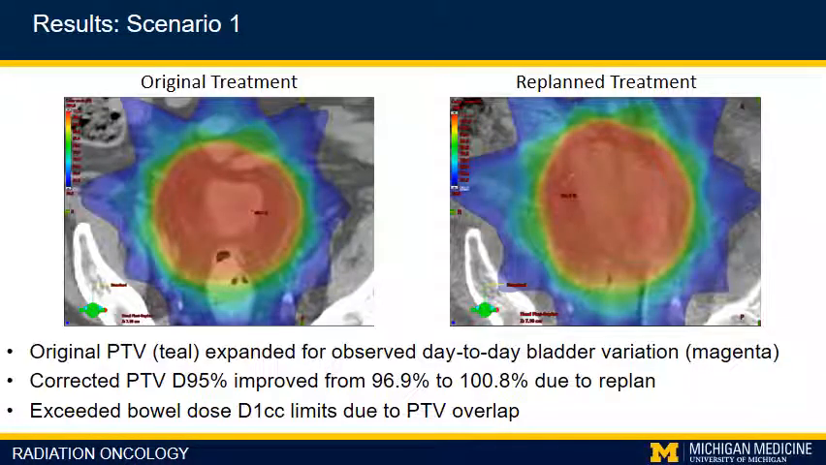Axial views of both the original treatment plan and the replanned treatment for the bladder scenario are shown here, with the original PTV being shown in teal and the corrected PTV being shown in magenta. The corrected PTV D95% improved from 96.9% in the original treatment plan to 100.8% in the replanned treatment. This came at the cost of an exceeded bowel dose D1cc limit due to an overlap of the bowel contour with the PTV.